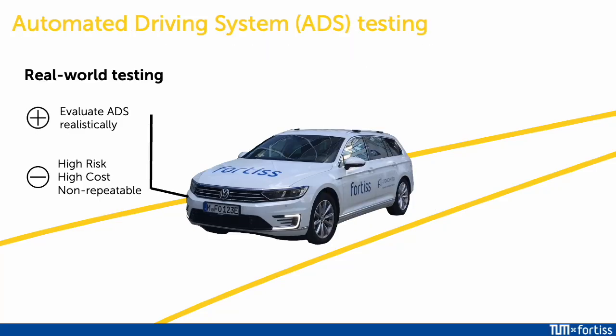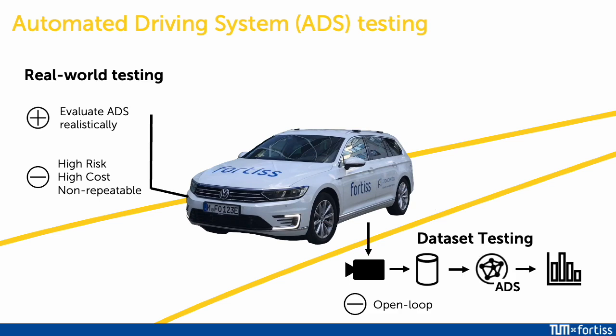When testing automated driving systems, real-world testing is the de facto standard, as it enables us to evaluate the systems realistically. At the same time, it comes with some drawbacks, such as high risk, high cost, and non-repeatable experiments. To solve these issues, dataset testing is the most common solution, in which an experiment is recorded in the real world and then transformed into a dataset which then can be replayed multiple times safely.